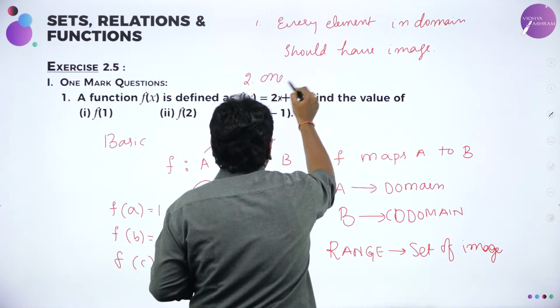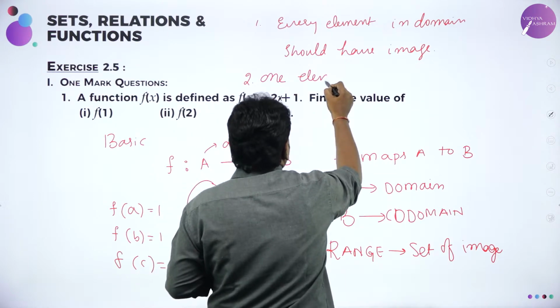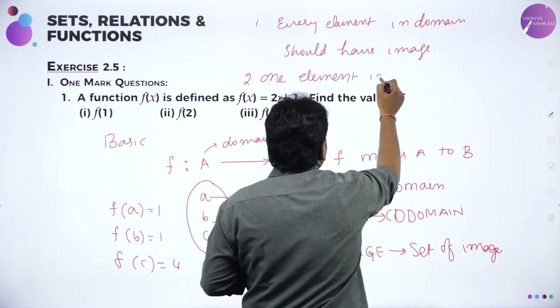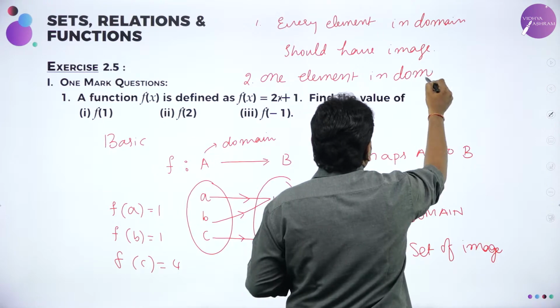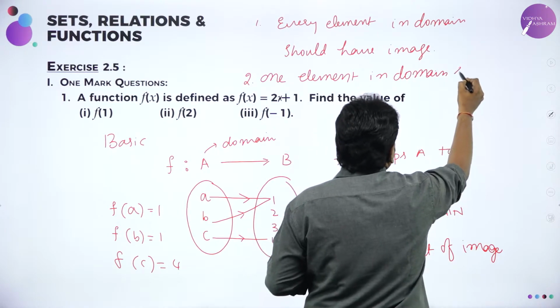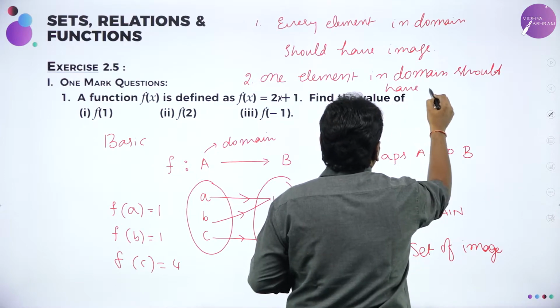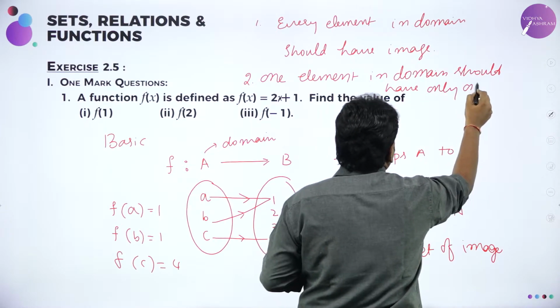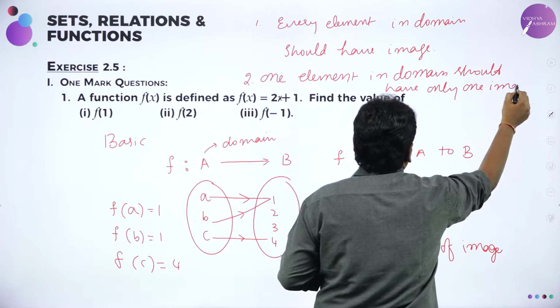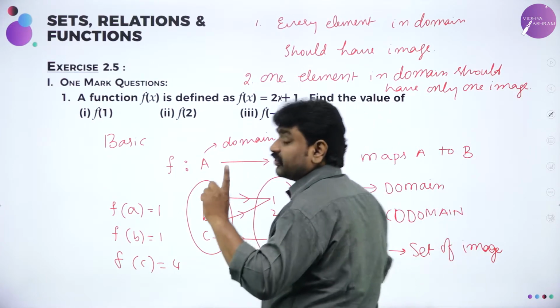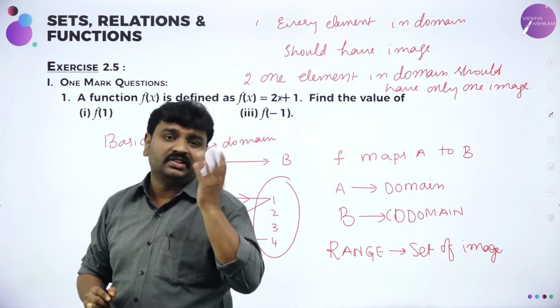One element in the domain should have only one image. Only one image. It should not have more than one image. If it is having more than one image, it is not a function, it will become a relation. We call it just a relation.